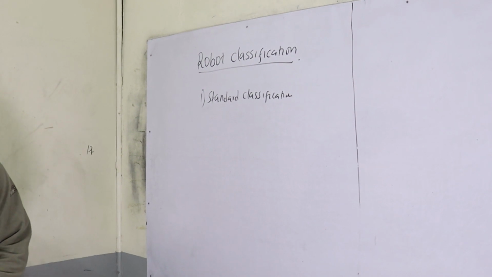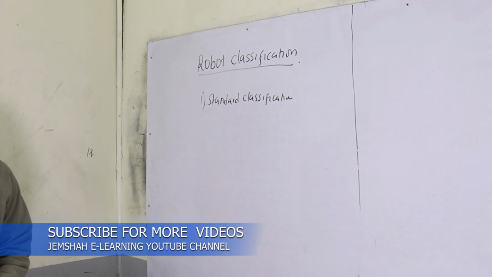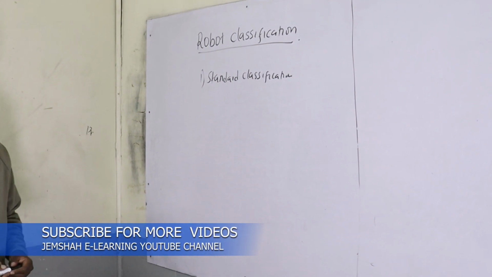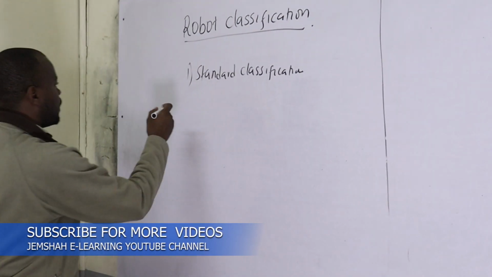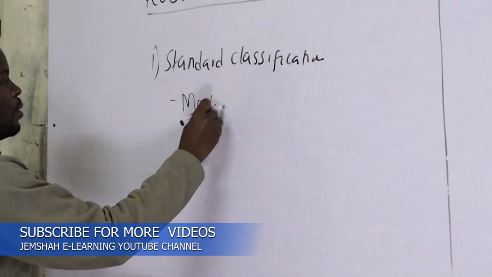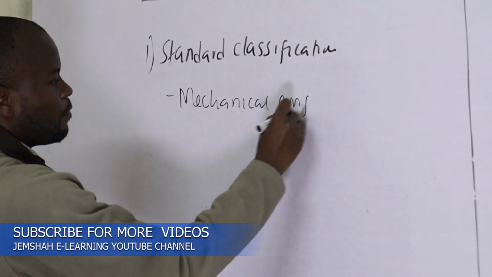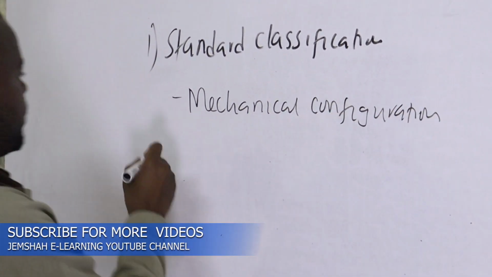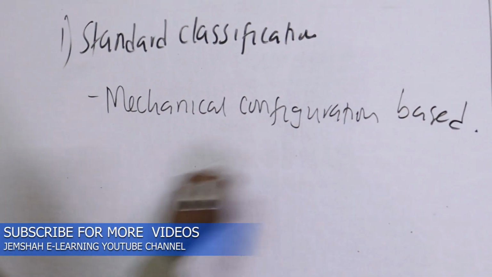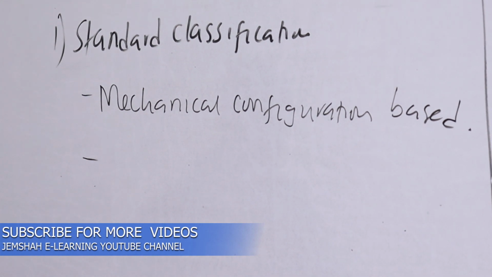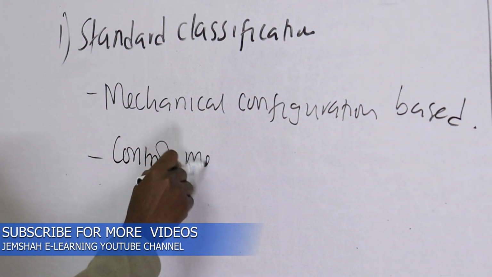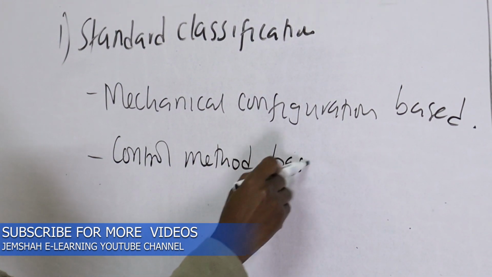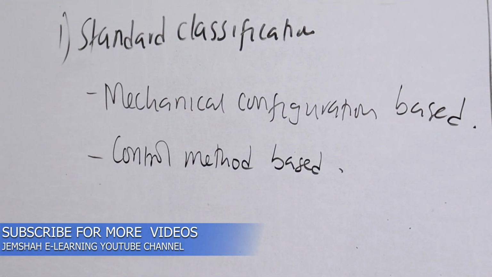For the standard classification, there are two standard classifications that we usually have. The first one is what we refer to as the mechanical configuration based, and then the other one is what we refer to as the control method based.